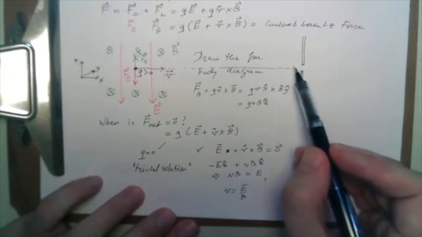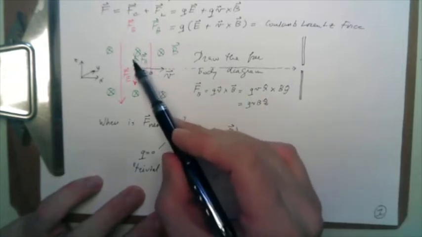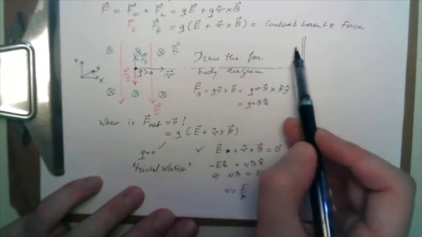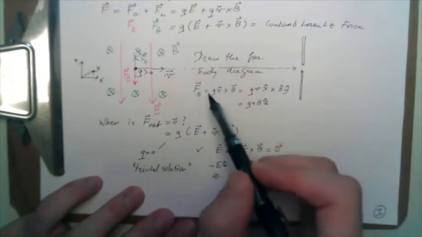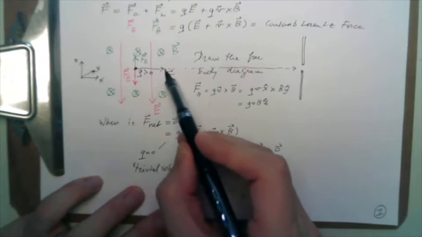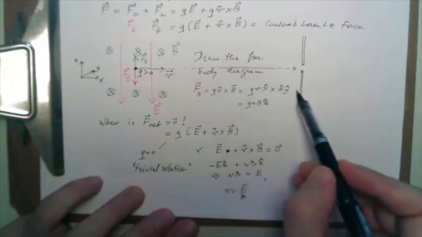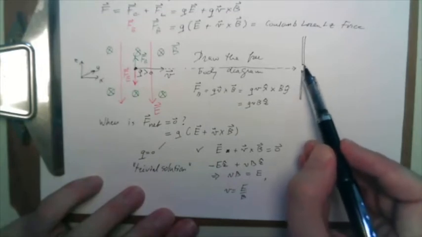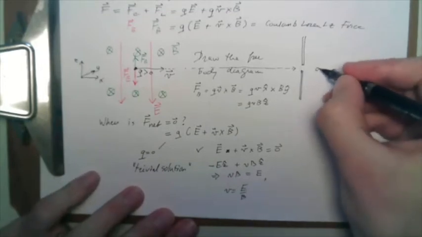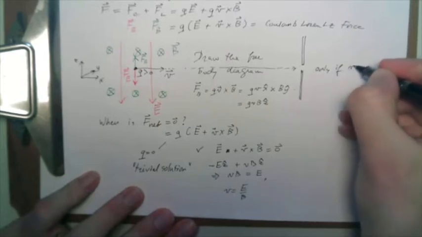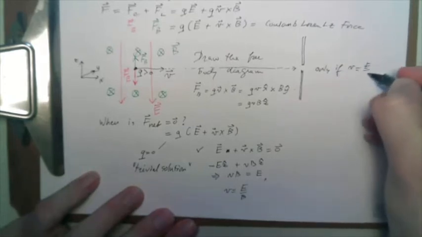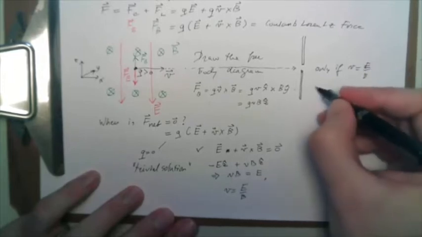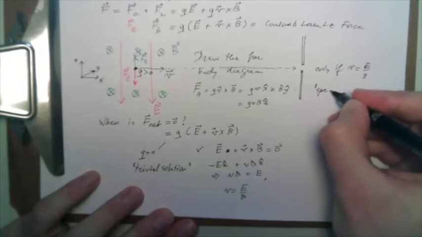And if it goes a little faster, then the Lorentz force dominates. So this thing pulls harder. So if it goes faster, it goes this way and it hits the screen here. And if it goes slower, it goes this way and it hits the screen there. Now, therefore, the only way that the particle can go through here is only if V is E over B. And otherwise, it is trapped. So that's what we call a speed trap.